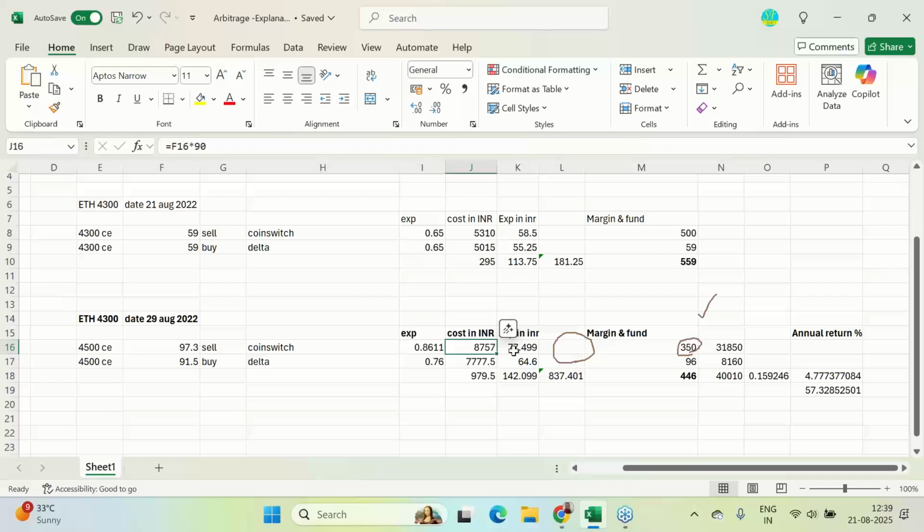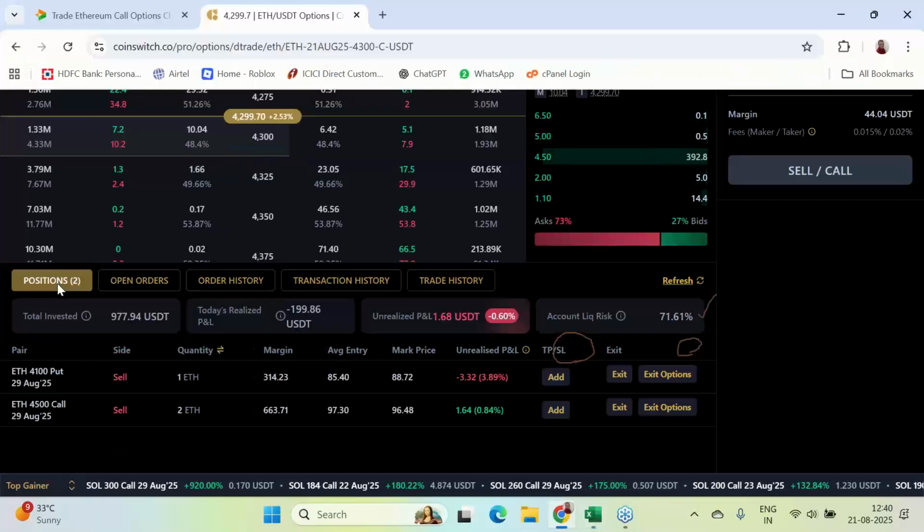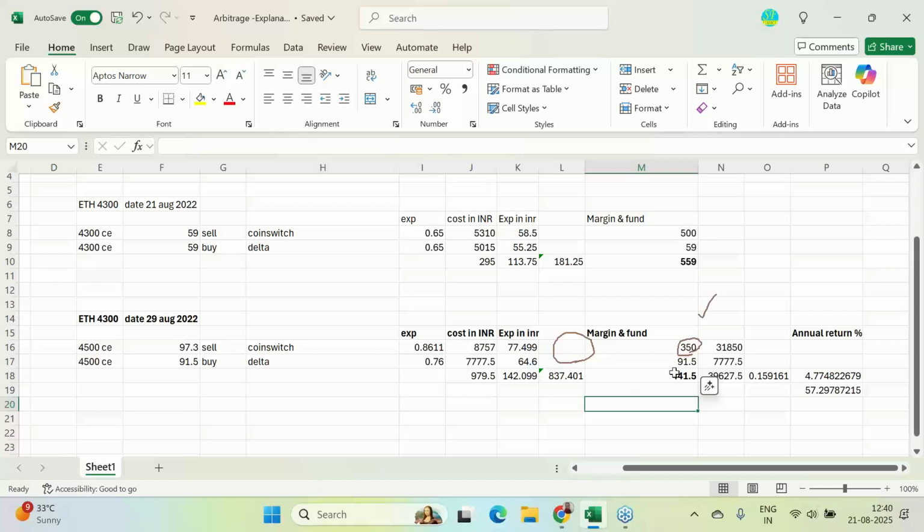So 8,751, I received in Indian rupees 979. Here too I put at the 90.85 rate, 142 rupees is my expenses, and 837 rupees I am sitting on. So how much money have I invested? Here 91.5 is my investment, and how much margin is it taking here? For 2 coins it is taking almost 650. So 325, 325. I made it 350. So 441 USDT is there.